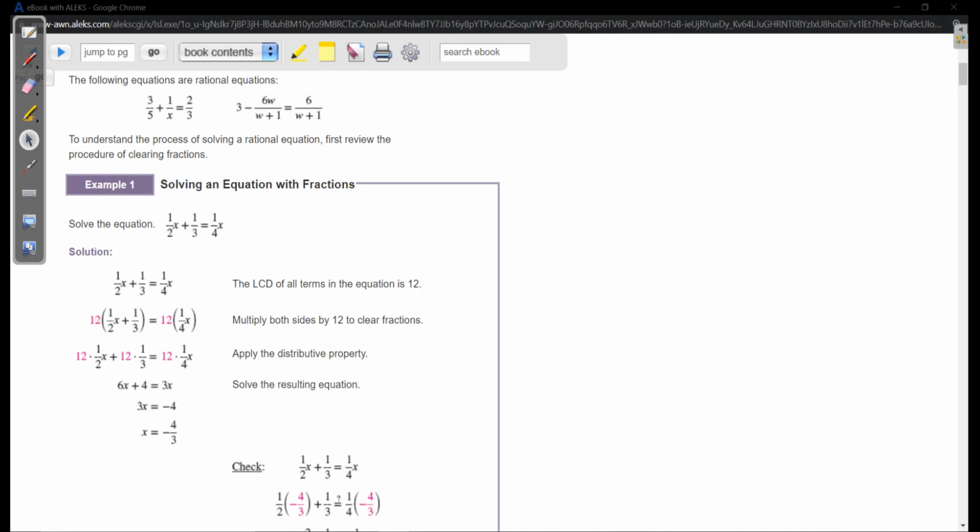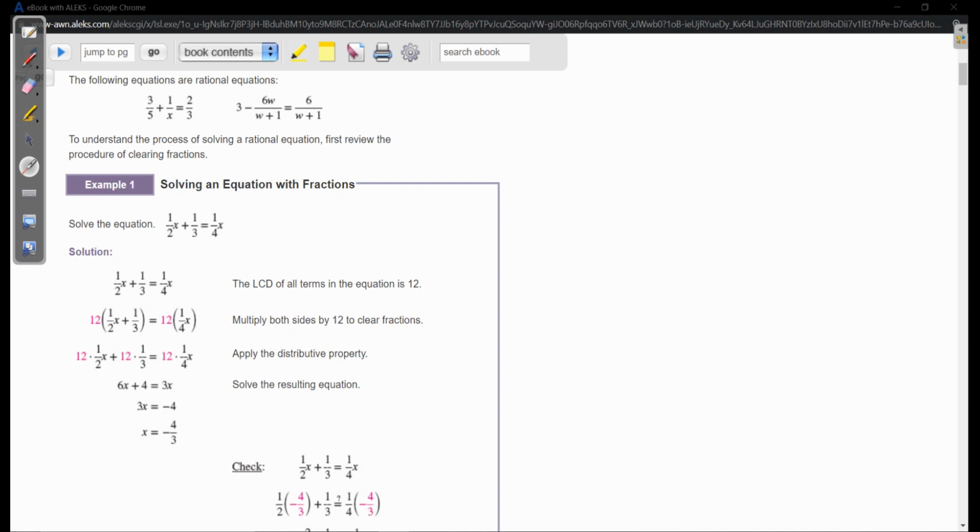You cleared fractions, right? So we're going to look at this particular problem, and I'm pretty sure the book does both sides. I'm going to bring your attention to the textbook here. So we're looking at the least common denominator of the left side and the right side. So 2, 3, and 4. What's the smallest number 2, 3, and 4 will go into? Well, it's 12.